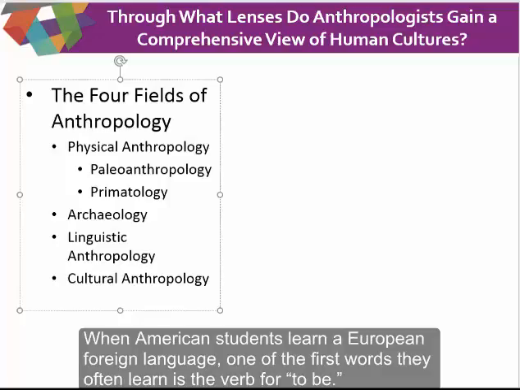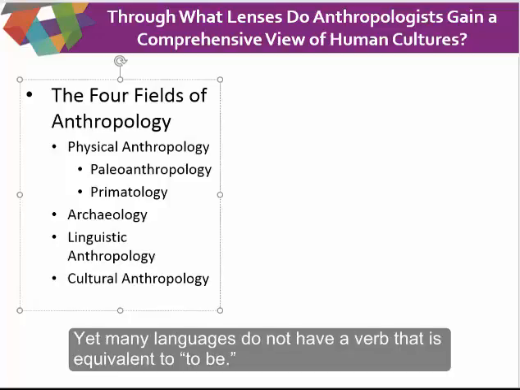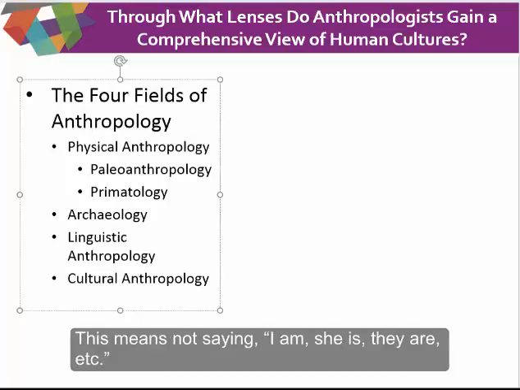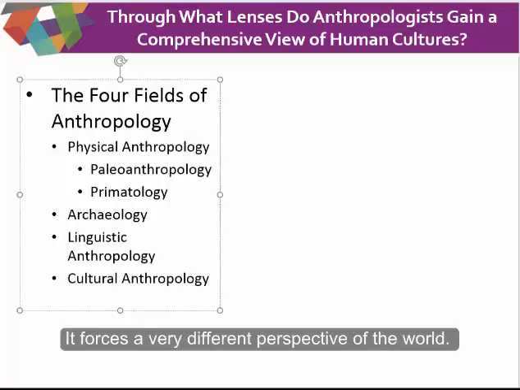When American students learn a European foreign language, one of the first words they often learn is the verb to be. Yet many languages do not have a verb that is equivalent to be. Try to go a whole day without using forms of to be. This means not saying I am, she is, they are, etc. It forces a very different perspective of the world.